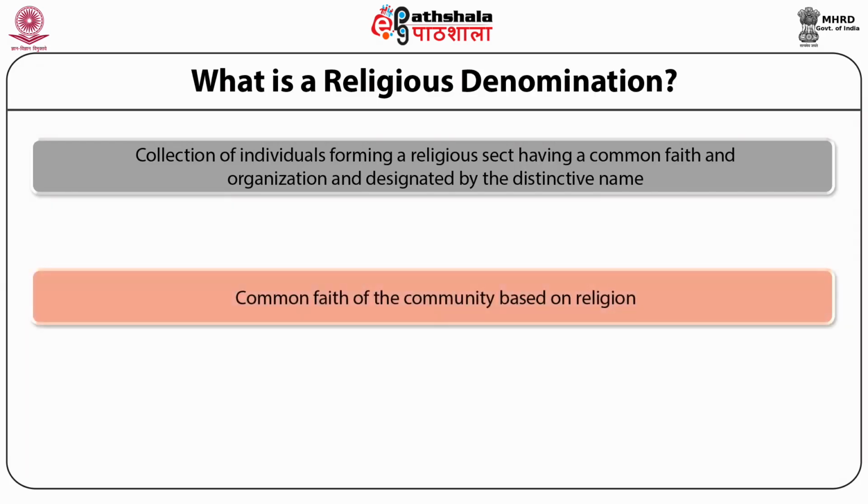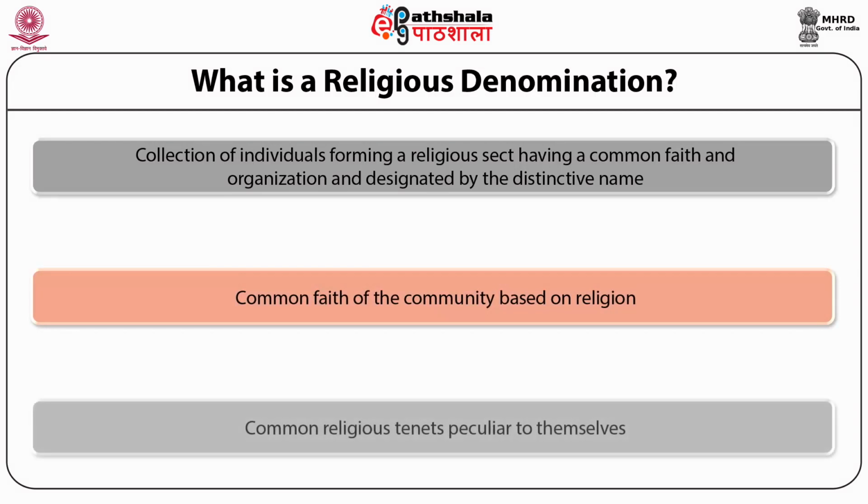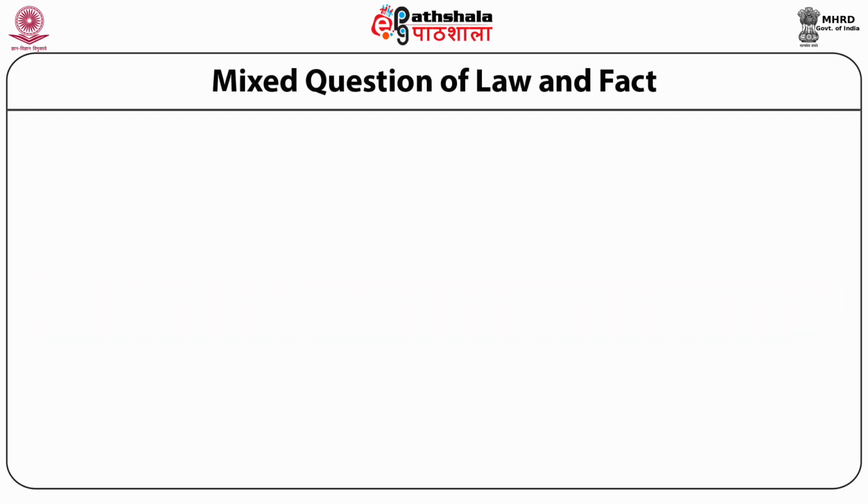Common faith of the community based on religion is also an aspect of religious denomination. A common religious tenet, particular to themselves, is also a part of a religious denomination. So how does one go about determining whether a particular cult or a sect is a religious denomination? The Supreme Court has simply said that there is no set test.